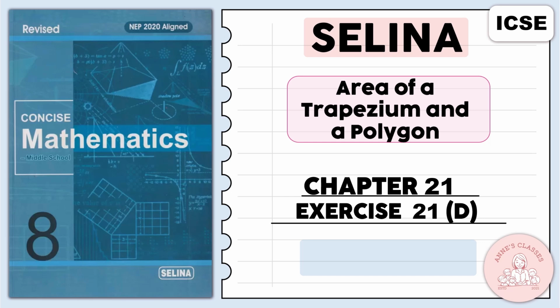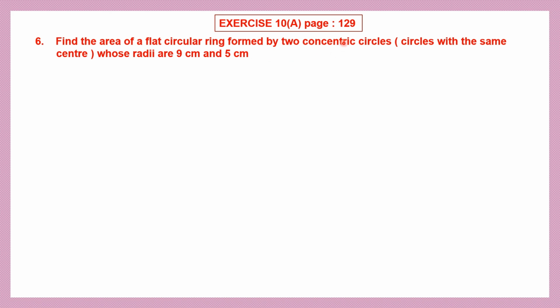Let's do area of a trapezium and a polygon, chapter 21, exercise 21D. Page number 129. Find the area of a flat circular ring formed by two concentric circles. Now what do we mean by this? These concentric circles are circles with the same center and their radii are given to us.